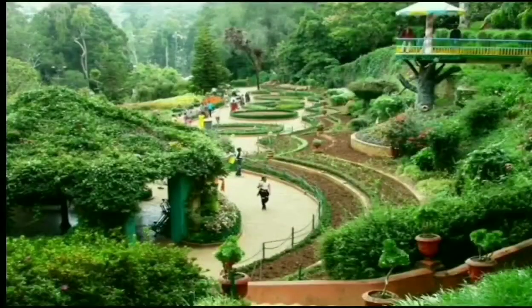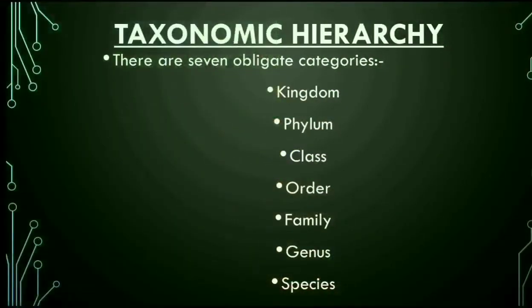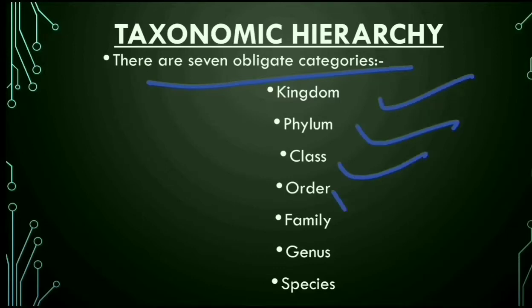Now it is shown the botanical garden of Chandigarh, in which rare plants are grown, different species of plants are grown. So now what is taxonomic hierarchy? In taxonomic hierarchy, there are 7 obligate categories. And what are they? They are kingdom, phylum, class, order, family, genus, species.